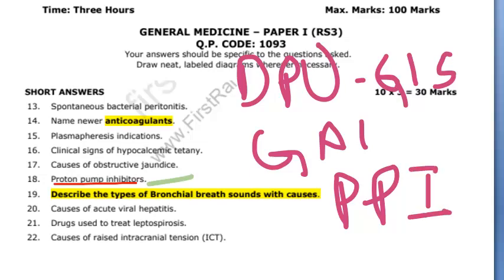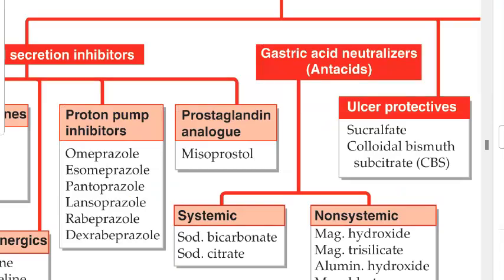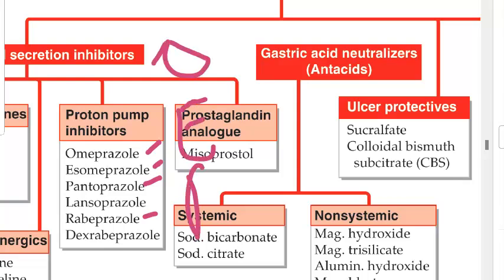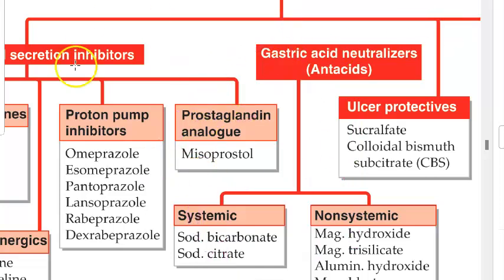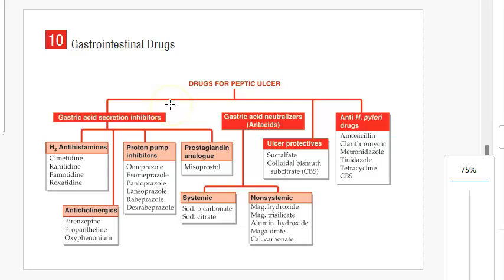What are the examples? The examples that you need to know are Omeprazole, S-Omeprazole, Pantoprazole, Rabeprazole. If you know these 4 which are commonly used, it's enough. Omeprazole is the prototype drug. S-Omeprazole is another variation. Pantoprazole can be given IV, right? Rabeprazole is a newer one. Okay. So now let us see what else we can write about proton pump inhibitors.